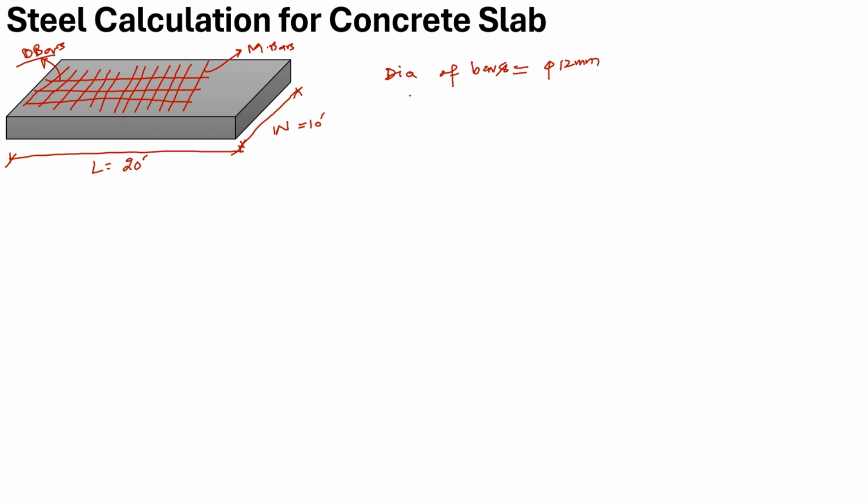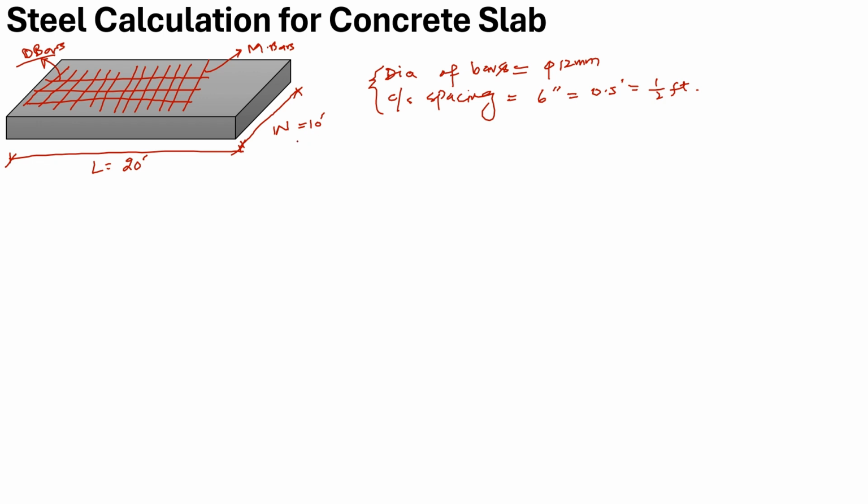So what should be the center to center spacing for main and distribution bars? A minimum center to center spacing is 6 inches, or you can say this is 0.5 feet, or 1 by 2 feet. So these are two basic parameters which you must know while designing the slab.